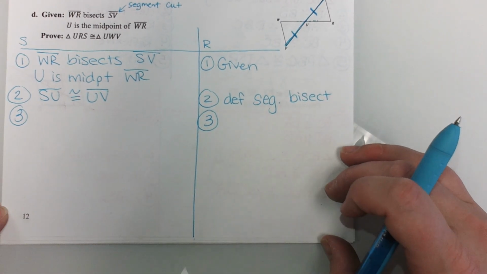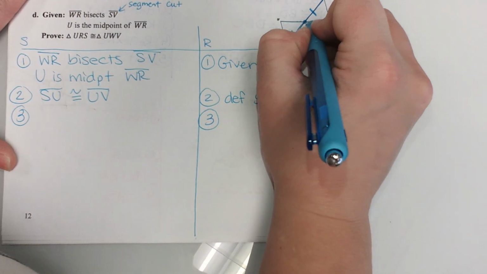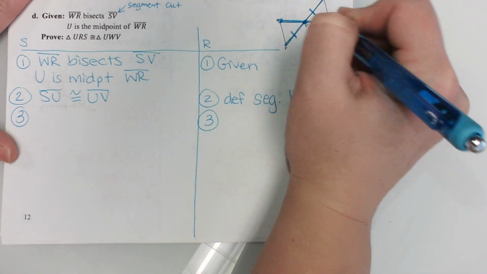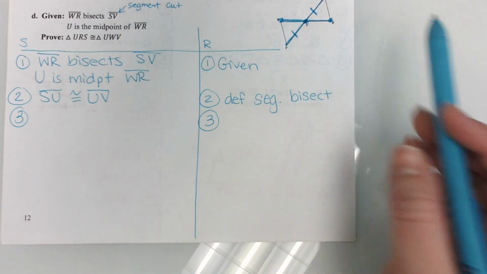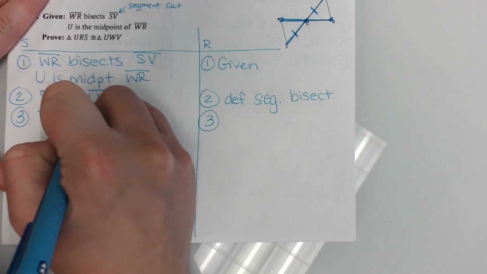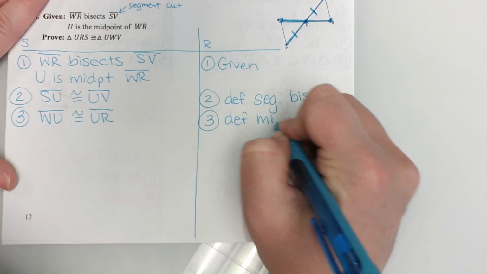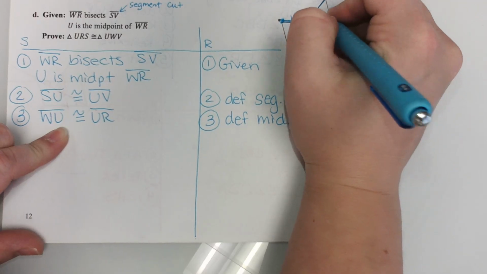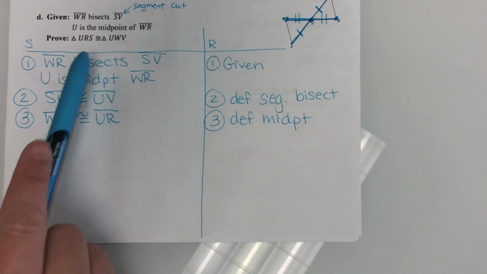There was another word. Midpoint. U is the midpoint of WR. Midpoints give us two congruent segments. What are the names of those segments? WU and UR. That was the word midpoint, so it's definition of midpoint. Once I have congruent here, I mark it in my picture. I'm out of words. I used them both. I move on.